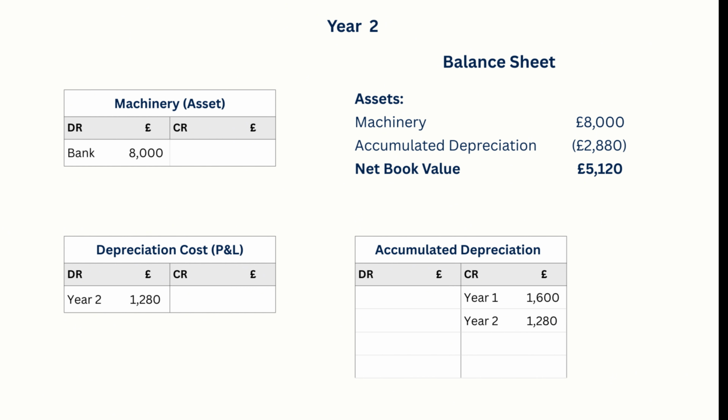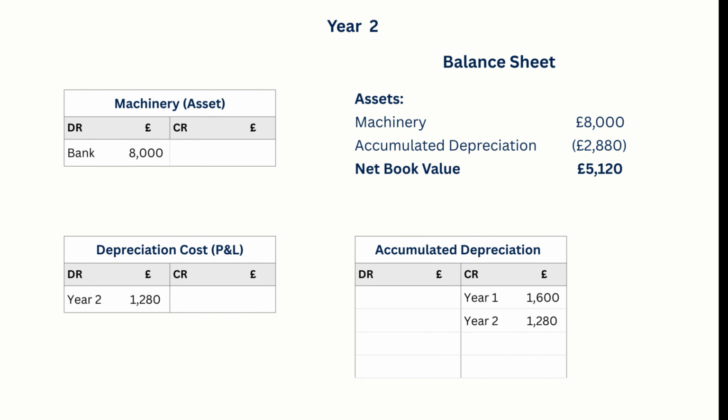Nothing new happens. We follow exactly the same process. This year, depreciation is £1,280. So in the accounts, depreciation cost is debited £1,280. Accumulated depreciation is credited £1,280. This gets added to last year's depreciation.